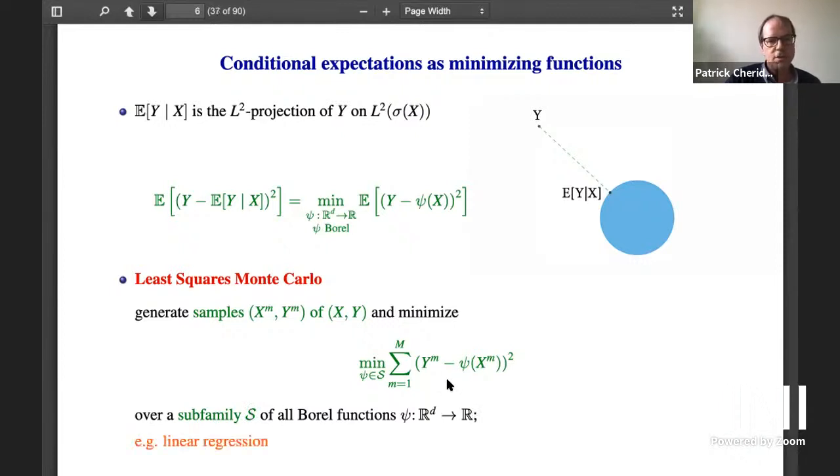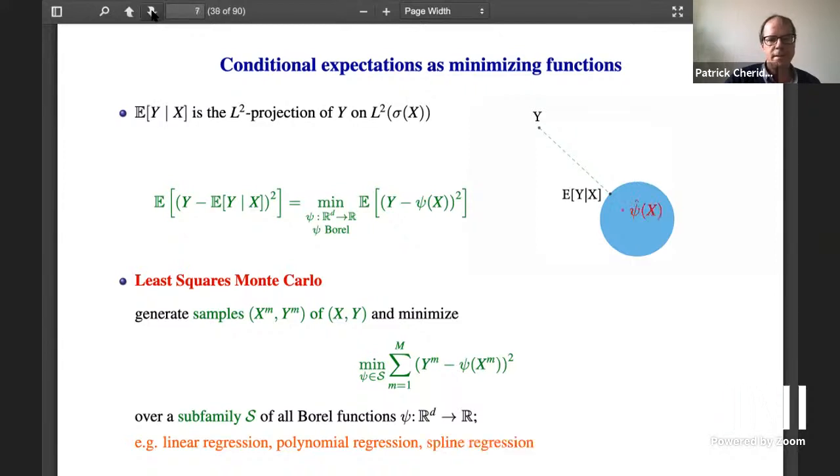Typical choices are all functions that are linear or affine in the underlying x components, or polynomials, or splines, for example. Whatever you do, you're not going to compute exactly the conditional expectation, but you're going to land somewhere in this blue set here. So I denoted this by psi hat, the estimation of psi, which is not the correct conditional expectation, but is somewhere in this blue set. And the distance to Y is larger than it theoretically is.